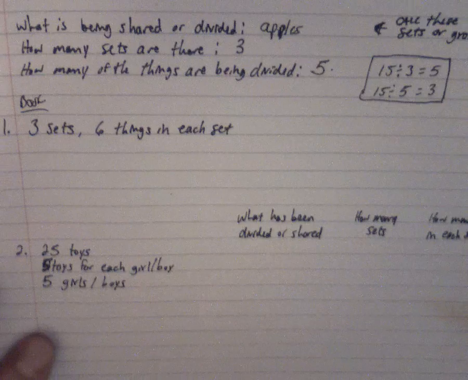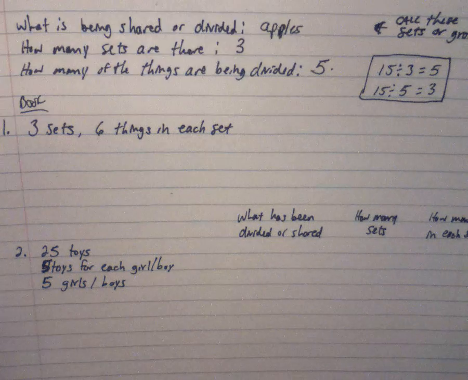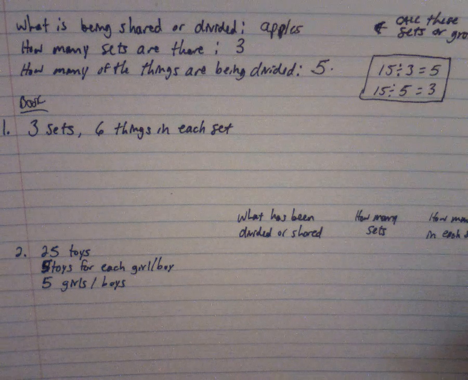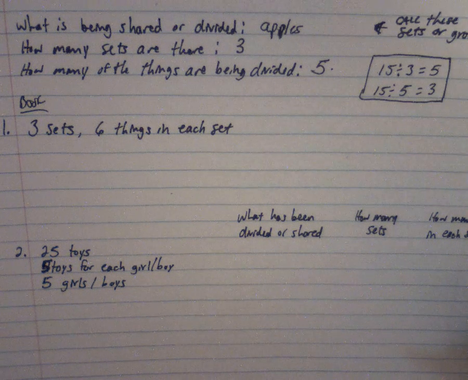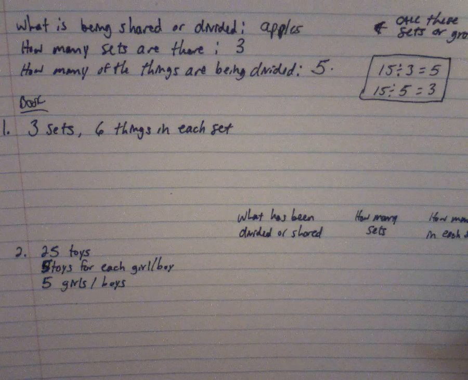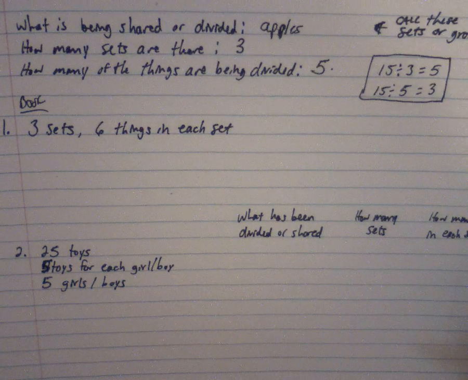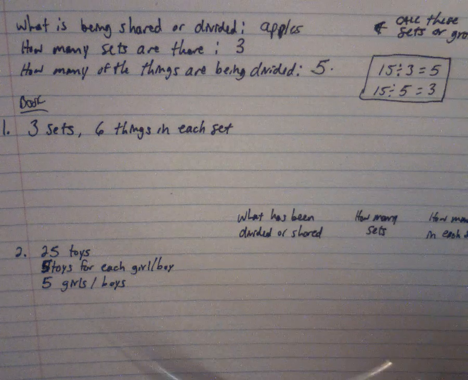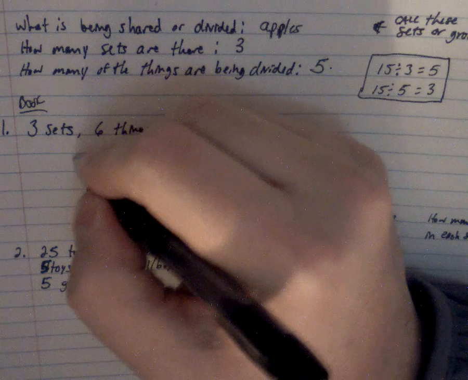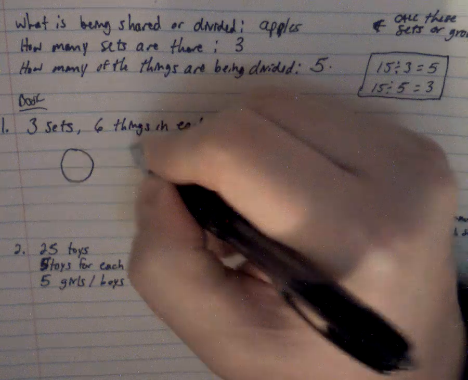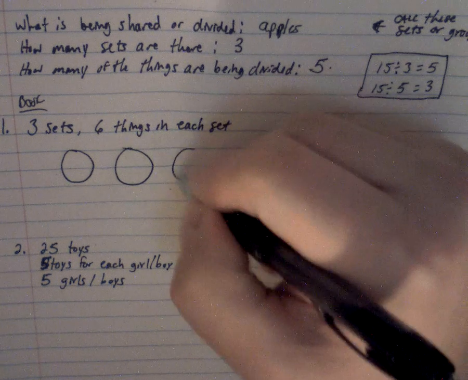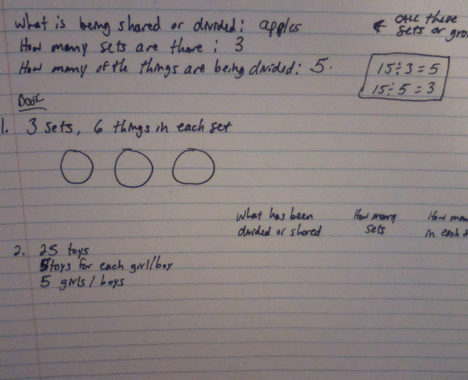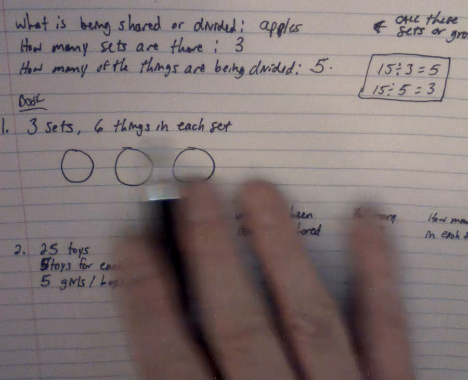So let's take a look here. In our book, it's going to ask us, and you're going to see it, it's going to say use circles for sets and use dots for the things in each set. The things could be apples, could be oranges. It doesn't really matter. So what it's asking for is how many sets are there? Well, we've said that there are 3 sets. So we're using circles for sets. 1, 2, 3. Okay? How many things are we going to put in each set? Well, what's it say? 6 things in each set.